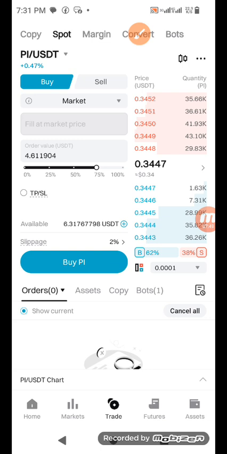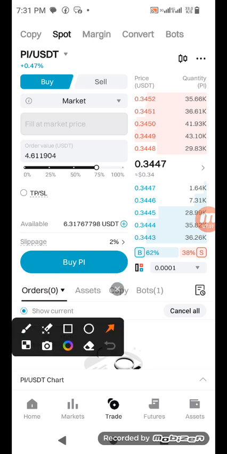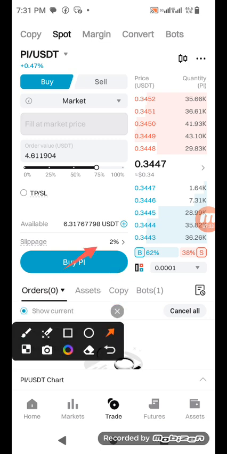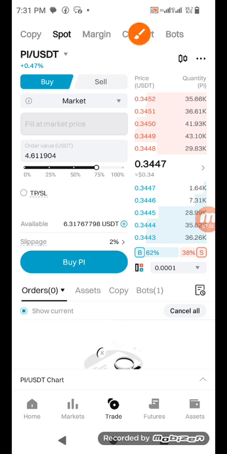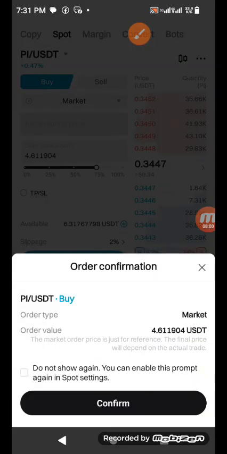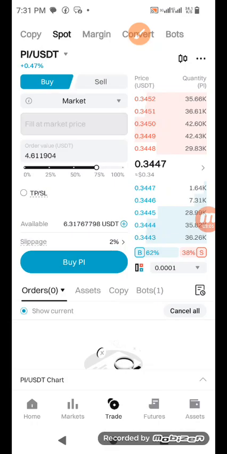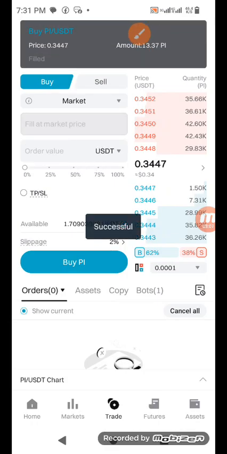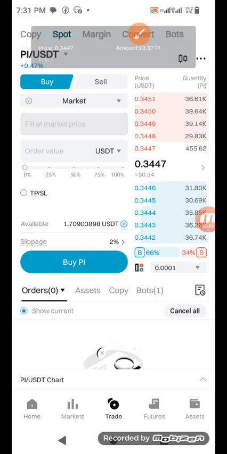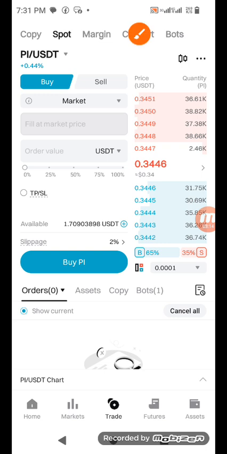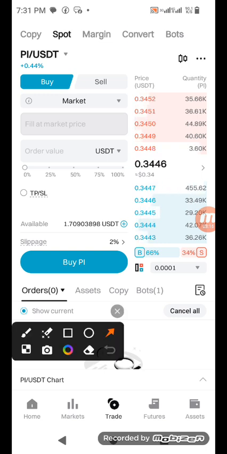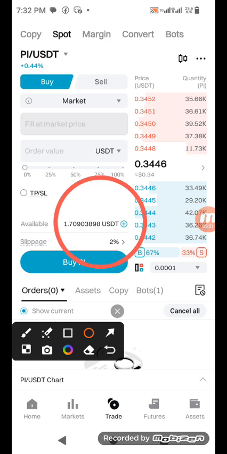Now, once I've done that, I click on buy Pi. Very simple. I just click here and you're going to see what happens. So I click on this. The system says I should confirm what I'm doing. I say yes, I confirm it. Success. You see it? Successful. Now, having used some of my USDT to buy Pi, if you check my USDT balance here now, look at what is remaining. So the rest have become Pi.